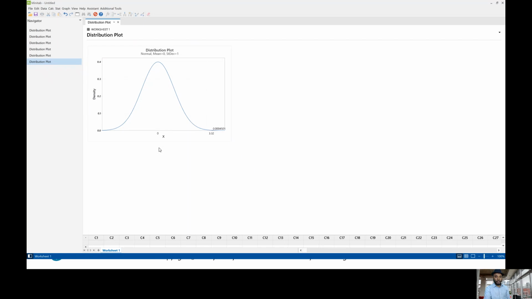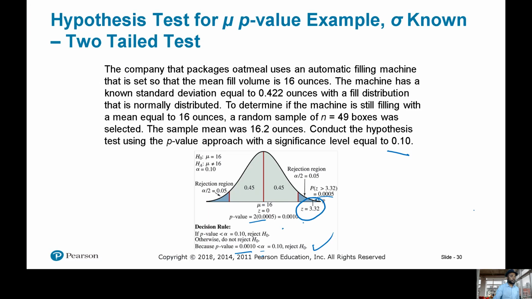I hope that is clear. So that's how to determine the area given z. So given z, find the area. Cool. And that's what we did in order to make our decision. All right, let's look at another example.